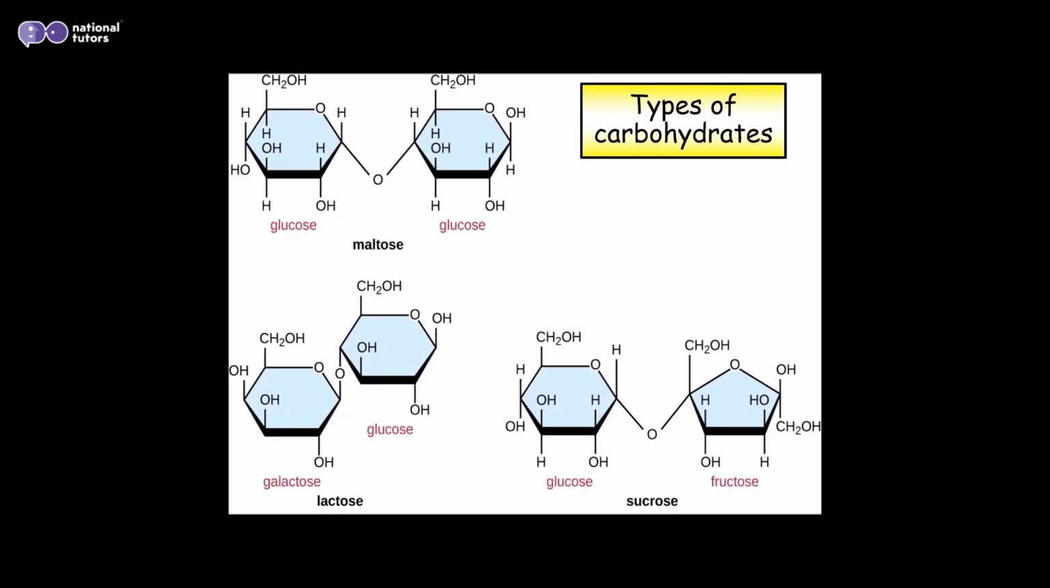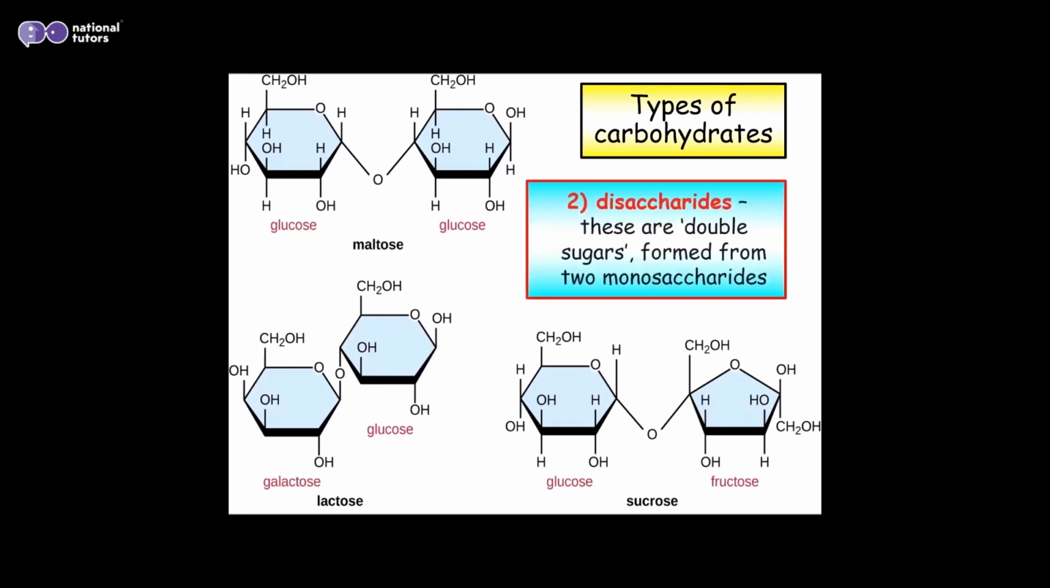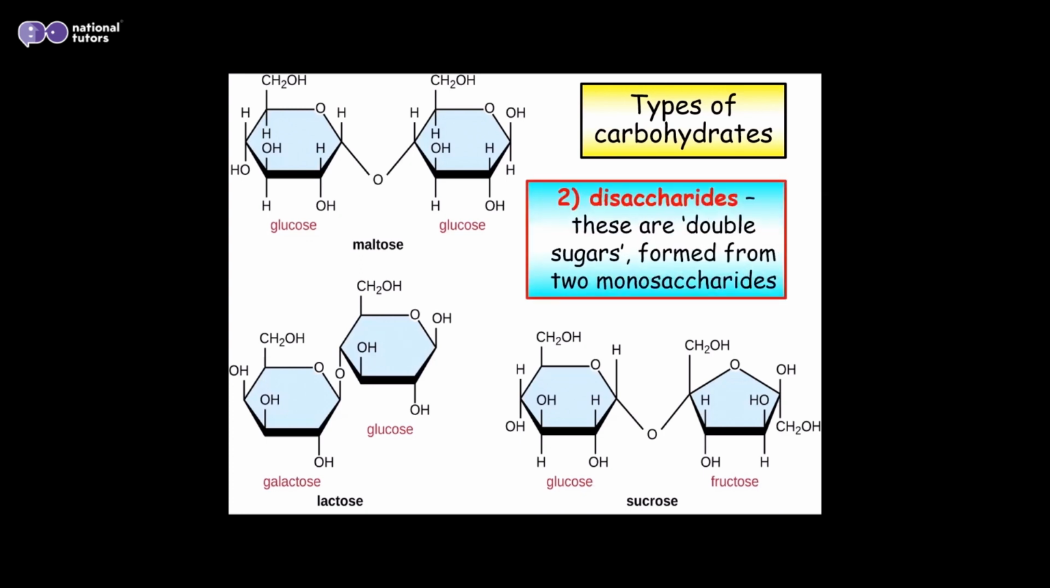But the key thing we want to focus on at the moment is the disaccharides. Disaccharides are literally two saccharides, so it's a double sugar. They are two monosaccharides joined together. That's the take from that at the moment. So nothing too complex. Don't go crazy drawing them. Just make a note that disaccharides are two monosaccharides joined together. And the name again gives it away.